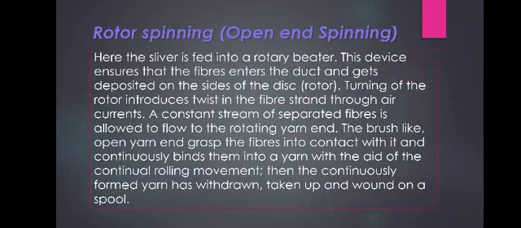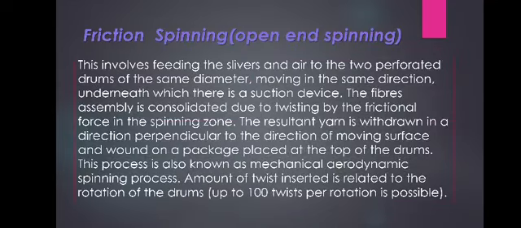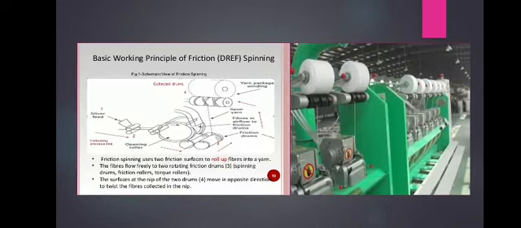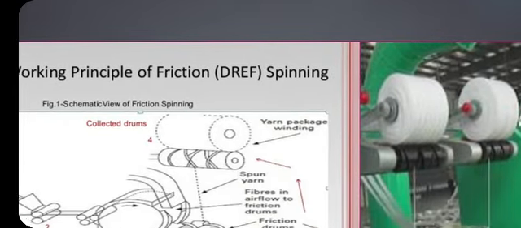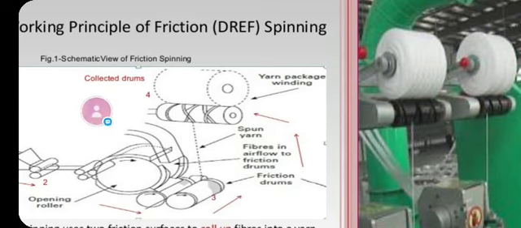In the rotor spinning, you can see the air current turns the rotor and forms the convolutions, or the twist is formed. A constant stream of fibers is allowed to flow through the rotating yarn ends, and a brush-like machine is used to twist the fibers to form a continuous thread. But in the friction spinning process, it is carried out by the friction between two rollers. You can see it, this is the basic functioning of friction spinning. Here the two rollers are there. From the friction between these two rollers, the twisting is formed.